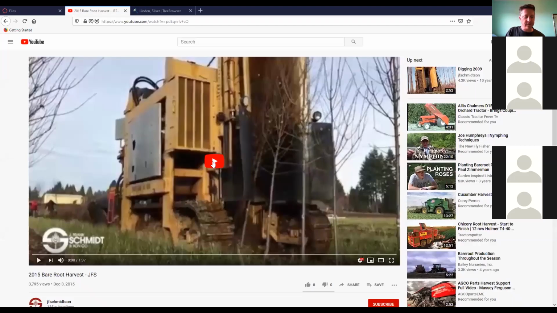Okay, so I wanted to show you guys how these trees are harvested. So let me share my screen with you. Let me share a different screen with you. So this is from Schmidt's nursery up in Oregon. They're one of the biggest nurseries in the United States, and they supply almost all the ornamentals to some extent that we get out here in our part of the country.